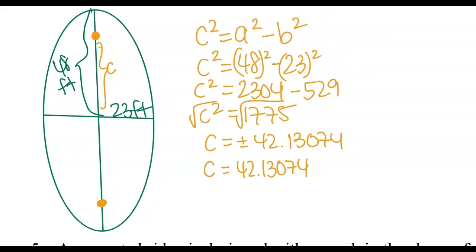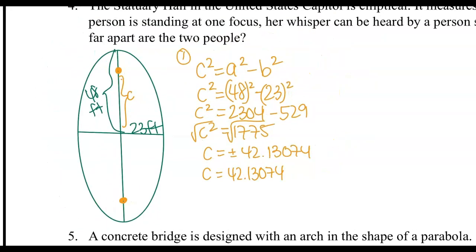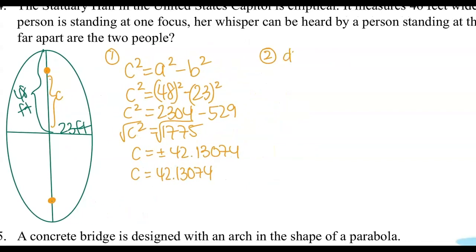So let me scroll over here. This was step 1. Step 2, I'm going to write out in order to find the distance. So the distance is going to equal 2 times C. So we're just going to take 2 times 42.13074, and then we'll find our answer.